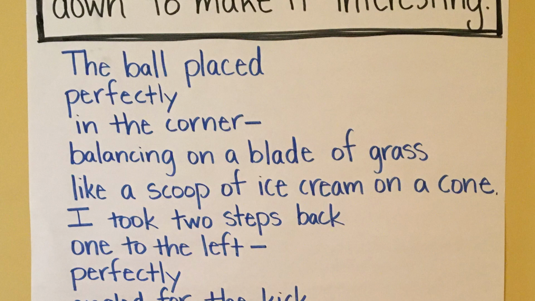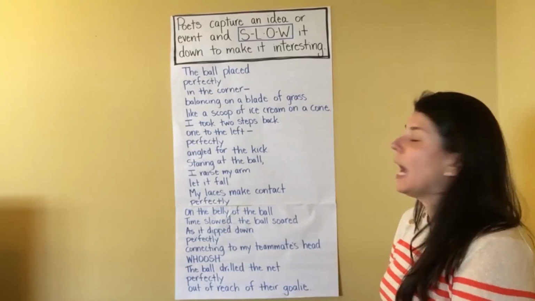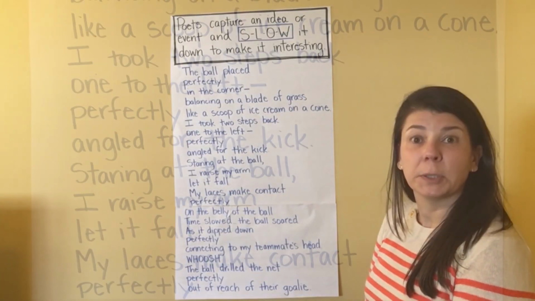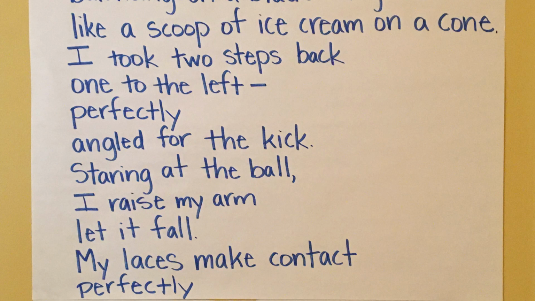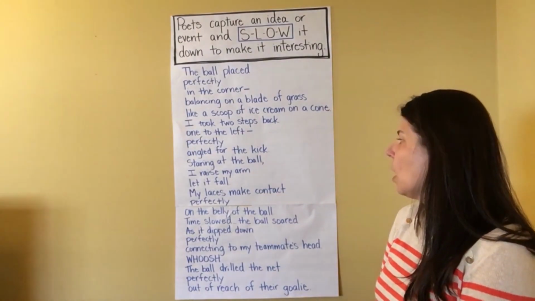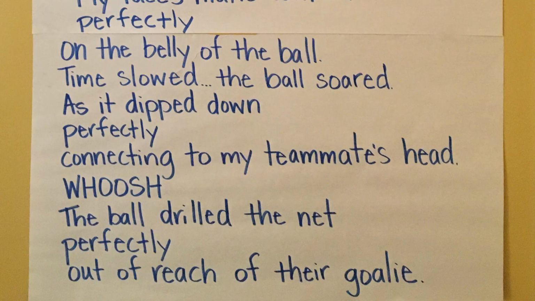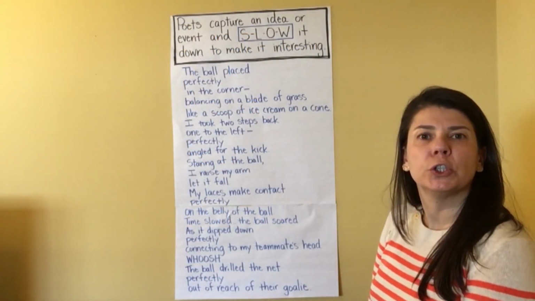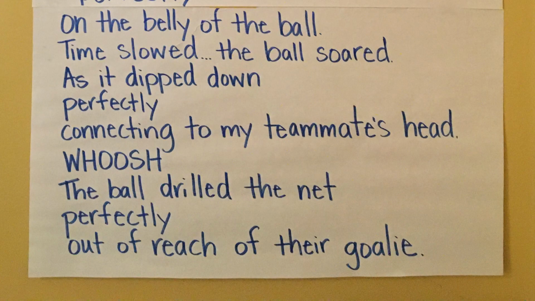Okay. The ball placed perfectly in the corner, balancing on a blade of grass like a scoop of ice cream on a cone. I took 2 steps back, 1 to the left, perfectly angled for the kick. Staring at the ball, I raised my arm, let it fall. My laces made contact perfectly on the belly of the ball. Time slowed, the ball soared as it dipped down perfectly, connecting to my teammate's head. Whoosh! The ball drilled the net perfectly out of reach of their goalie.